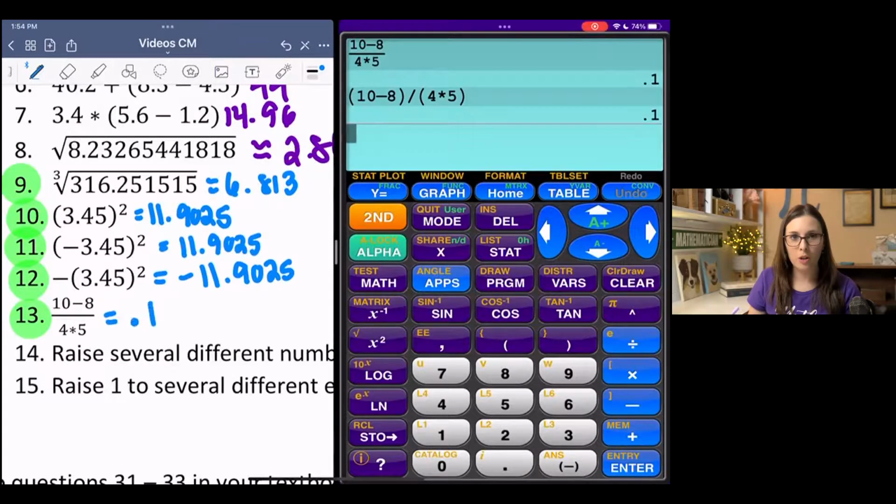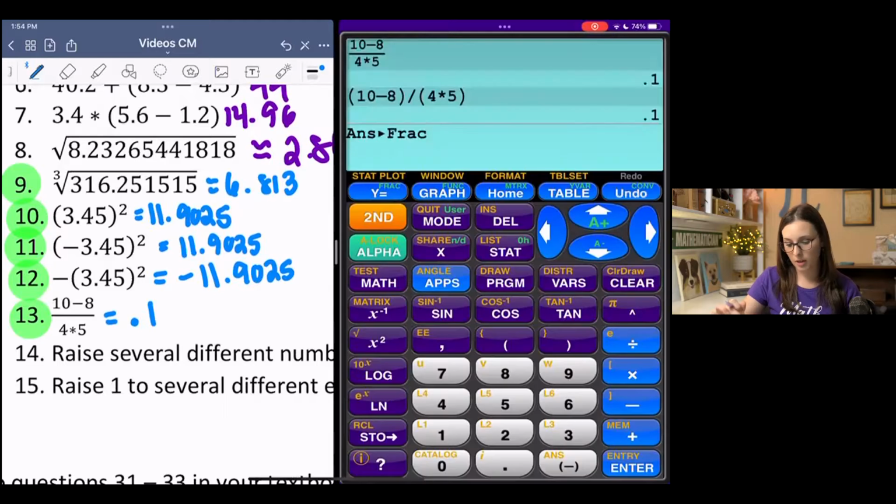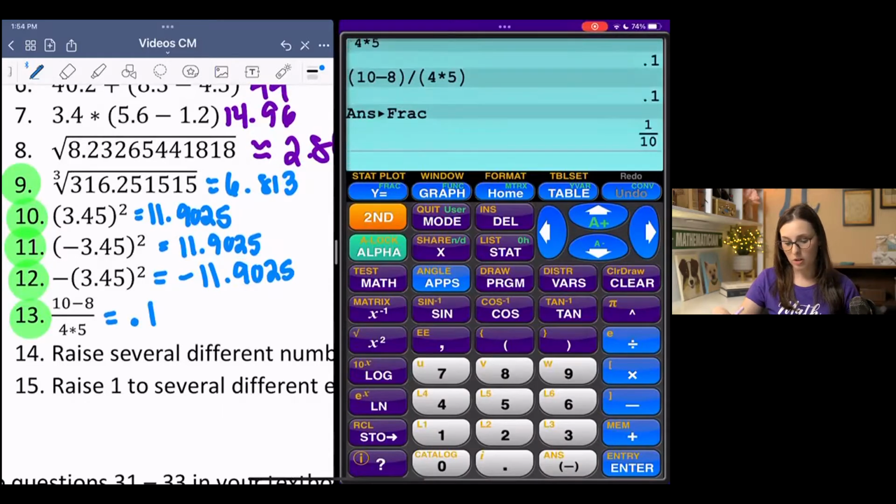Now, if whatever you're working on wants a fraction answer, obviously we got a decimal, we can convert that. But if you want your calculator to do it for you, you're going to go to math. In number 1, it says arrow fraction. That means convert to fraction. So I'm going to grab that, hit enter, and there's fraction form. So that was math enter enter, or math 1 enter, depending.